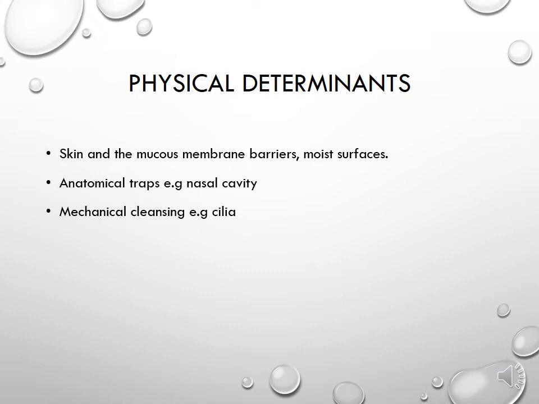The mechanical cleansing of the cilia. The cilia are located on the trachea of the respiratory system, and it also does the cleaning of the trachea by removing organisms that are trapped on the surface of the trachea.